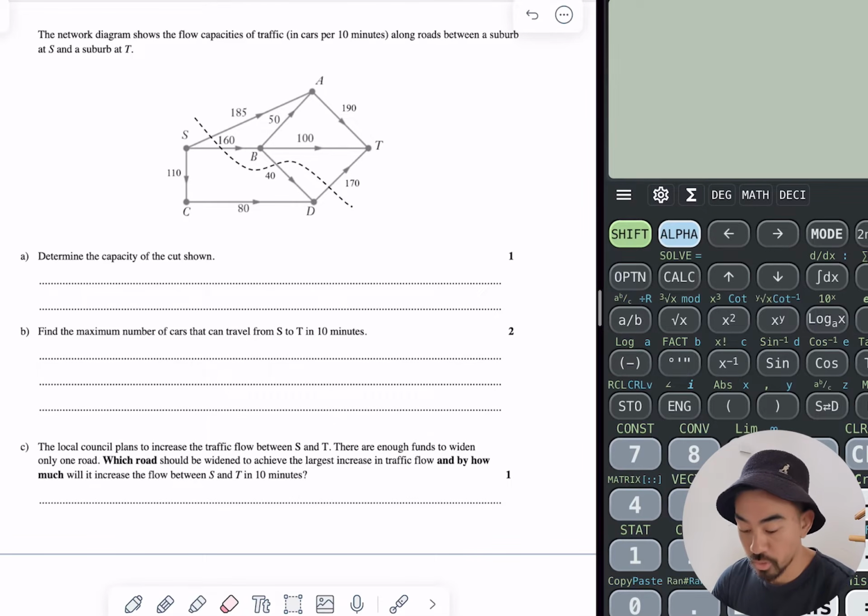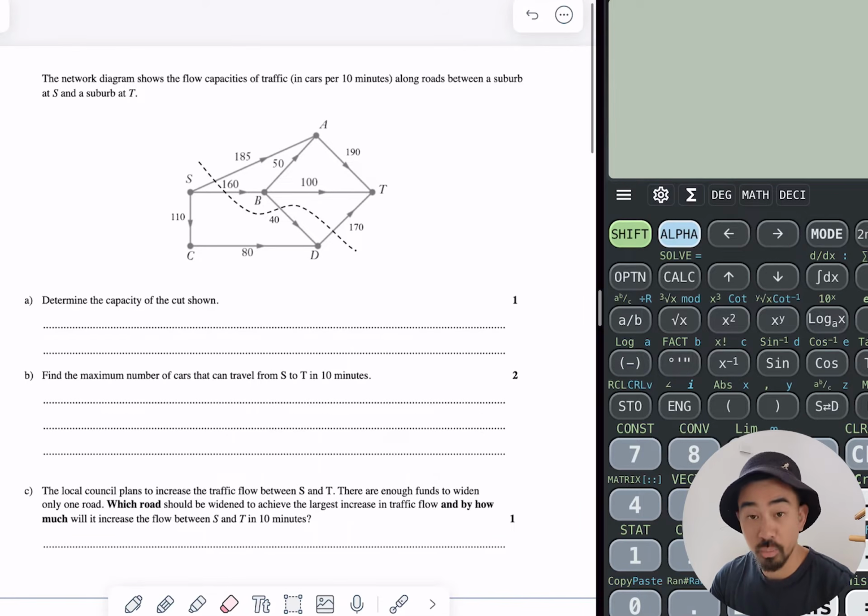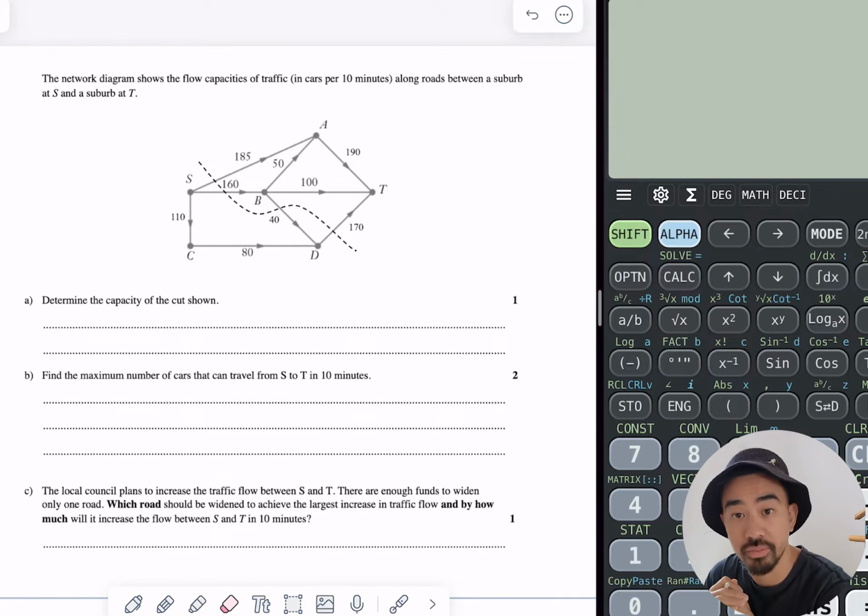Welcome back. Today I want to do a question on networks, specifically flow problems, because this was requested by one of my students. So let's have a look.